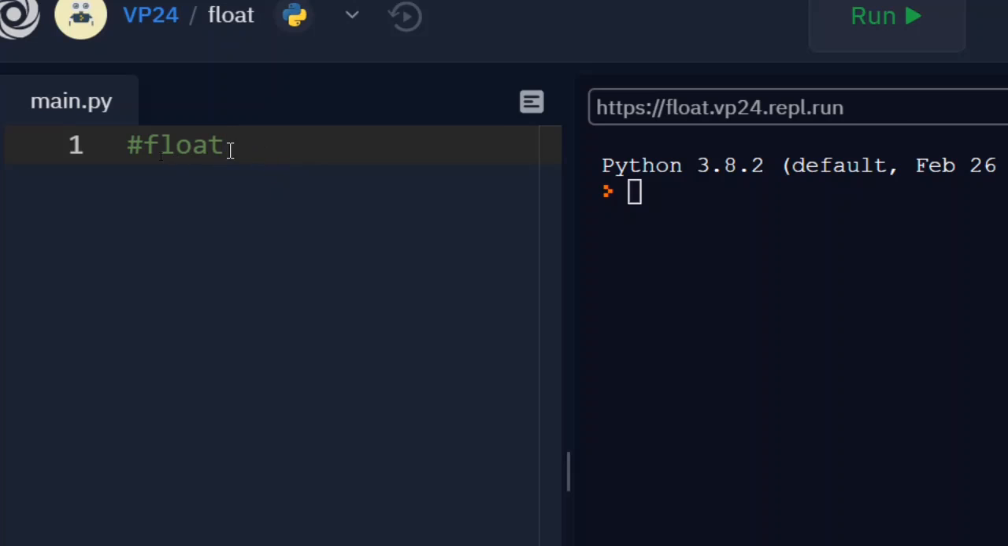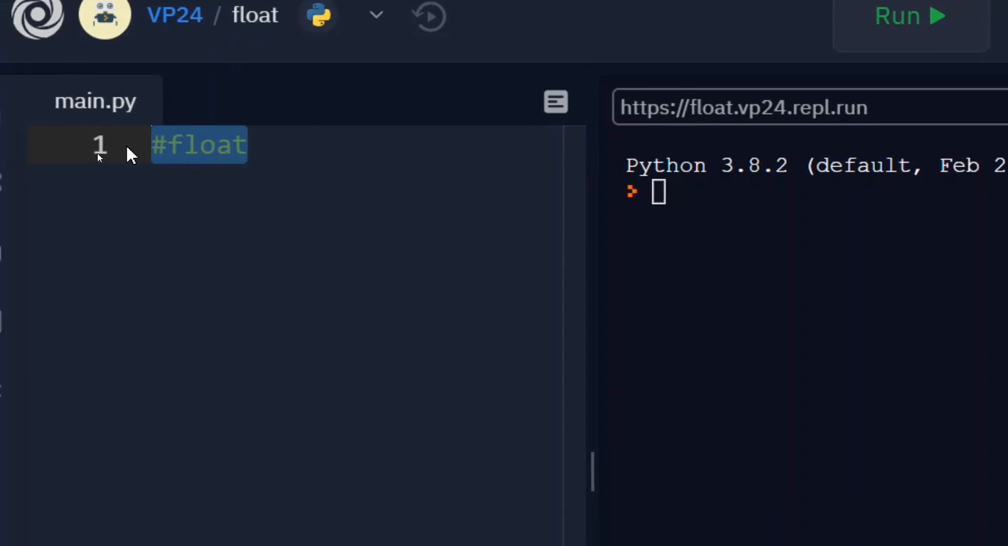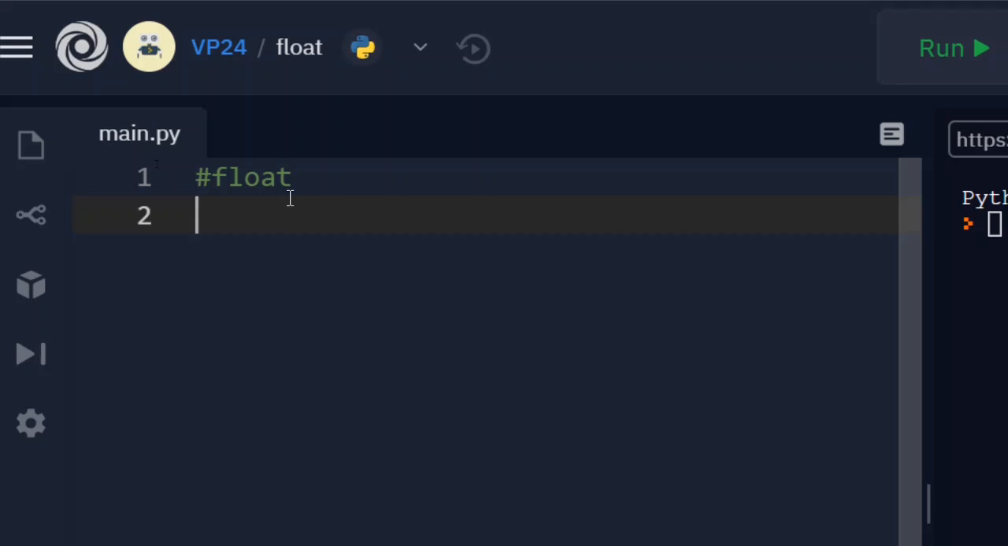Now let's discuss float data types in Python. What are floating point numbers? Well, 2.3, 4.5 and so on all belong to the category of floating point numbers. They are just numbers with decimal points, right?